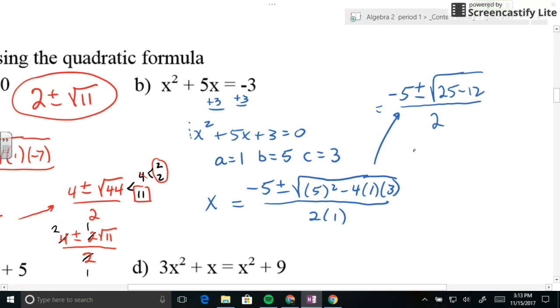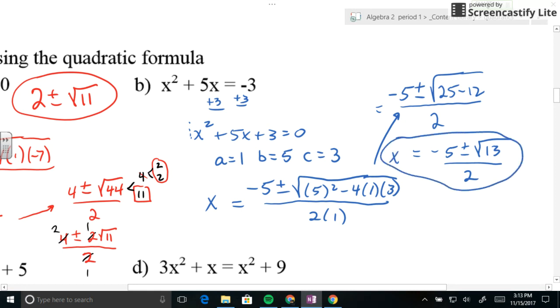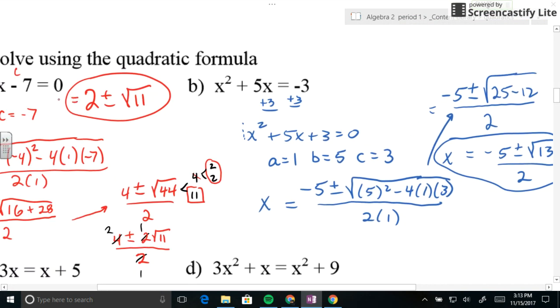And then I go one step further and do 25 minus 12, which is 13. And now I would try to do the factor tree, but the only factors of 13 are 1 and itself. So at this point, I cannot go any further. So this is my answer for x. So x equals negative 5 plus or minus radical 13, all divided by 2. And if you look at the last example, the 2 plus or minus radical 11, that should have equaled x.